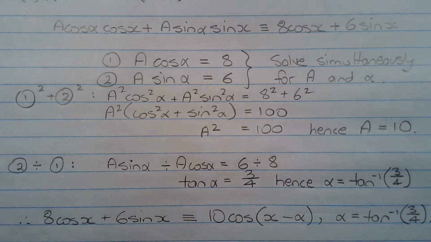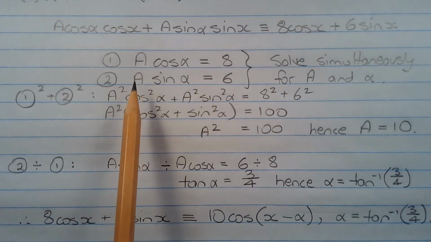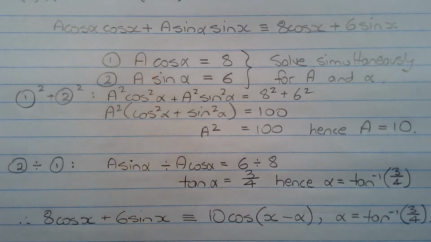Now taking equation number 2 and dividing it by equation number 1, which eliminates the a, we have a sin alpha divided by a cos alpha is equal to 6 divided by 8. On the left-hand side, the a's will cancel, and sin alpha divided by cos alpha is tan alpha. So we have tan alpha is equal to 3 over 4. Hence, alpha is equal to inverse tan of 3 over 4. Therefore, 8 cos x plus 6 sin x is identical to 10 cos(x minus alpha), where alpha is equal to inverse tan of 3 over 4.